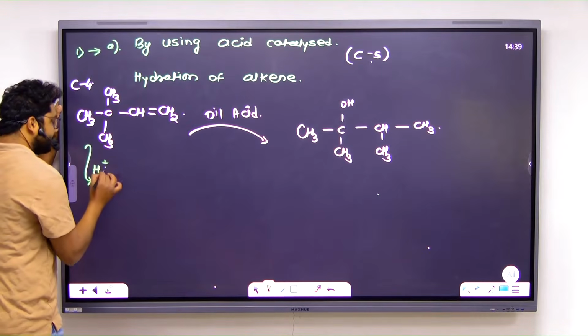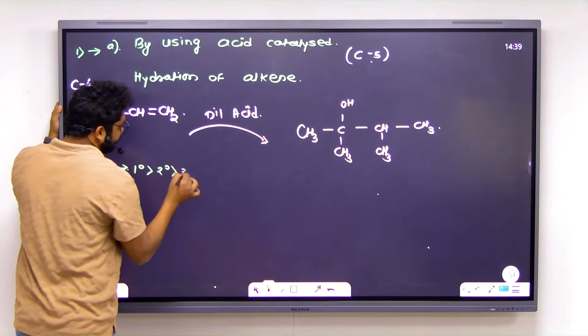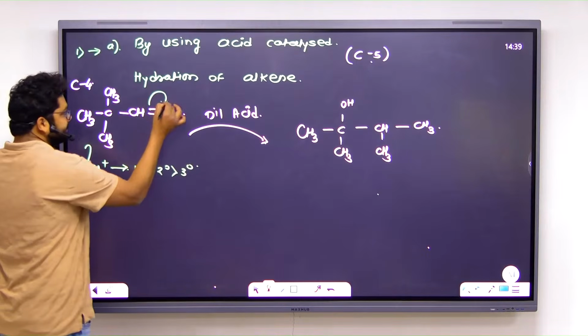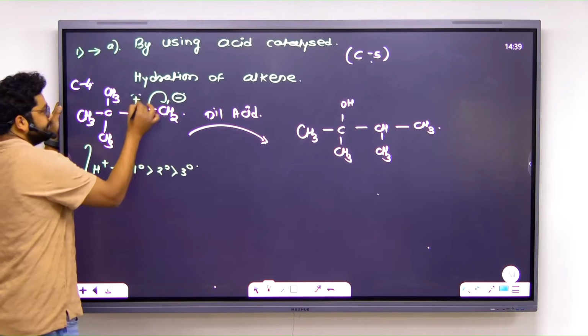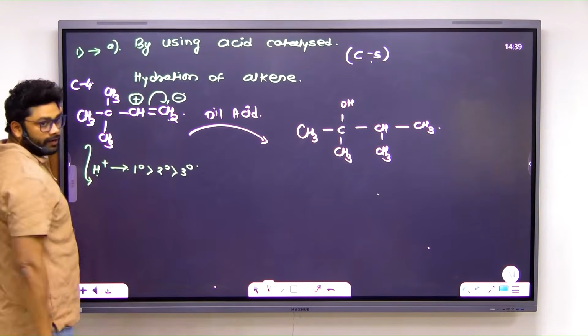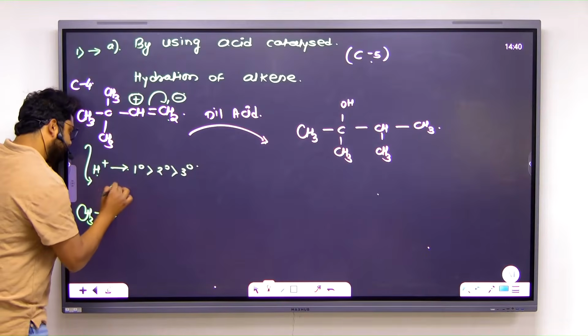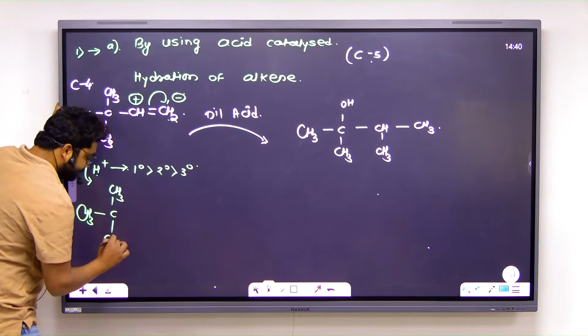First add what? H plus to what? Primary, then secondary, then tertiary. Shift this electron pair, it becomes CH2. This is your CH plus. Now H plus attacks what? CH2. What is the formation now? CH3 with this functional group.